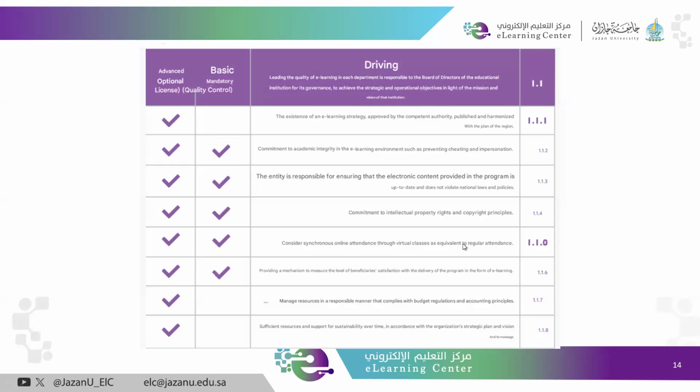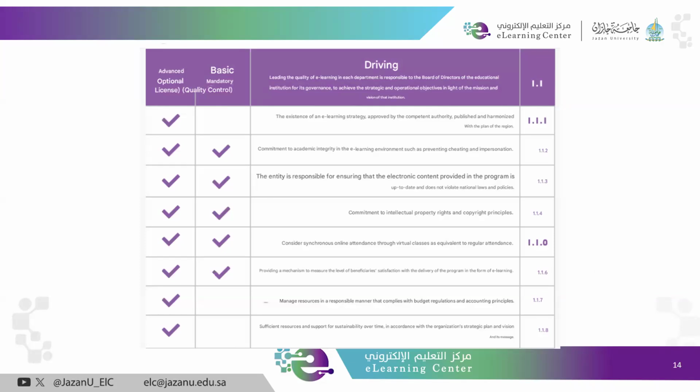Next, our fifth one is synchronous attendance. Institutions are encouraged to recognize synchronous online attendance, like virtual classes, as equivalent to in-person attendance, supporting flexible learning options. The sixth one is beneficiary satisfaction. There should be a mechanism to measure learners' satisfaction with the e-learning program, which can inform improvements and maintain quality. The seventh one is resource management.